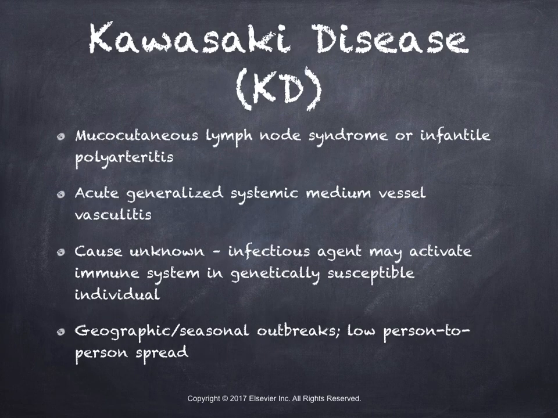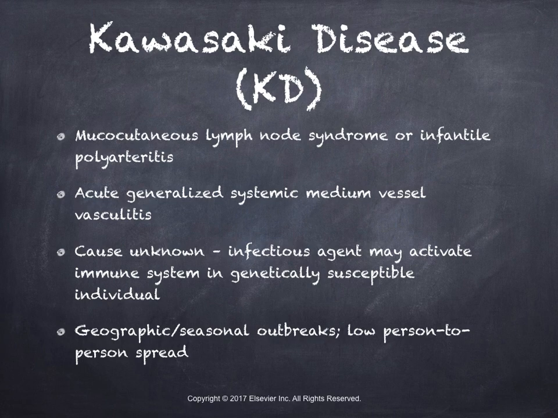And I think we're just going to end with Kawasaki's. We're almost at an hour. I'm sorry it took this long, but Kawasaki disease is a syndrome. It's a mucocutaneous lymph node syndrome. It's an acute generalized systemic medium vessel vasculitis. The cause is unknown. An infectious agent is believed to be involved as triggering an immune response.